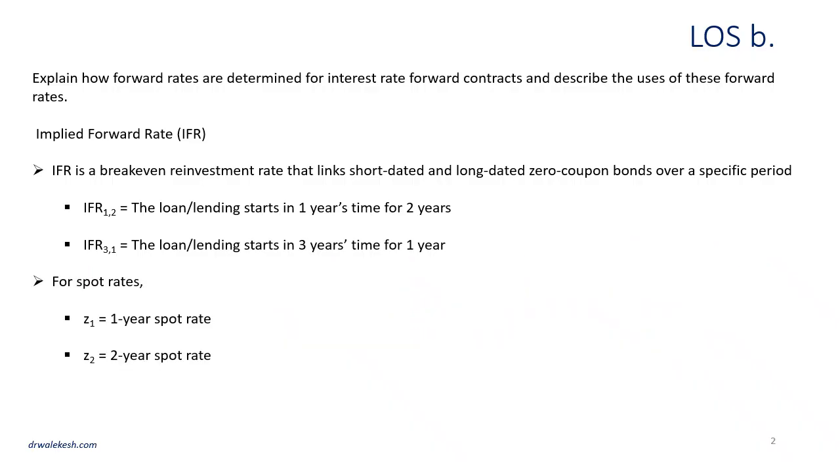It is worth noting that spot rate Z1 is the 1 year spot rate, Z2 is the 2 year spot rate. It is obvious that Z3 will be the 3 year spot rate. It is worth noting, even though we already discussed this, that spot rate can be computed from discount factor.